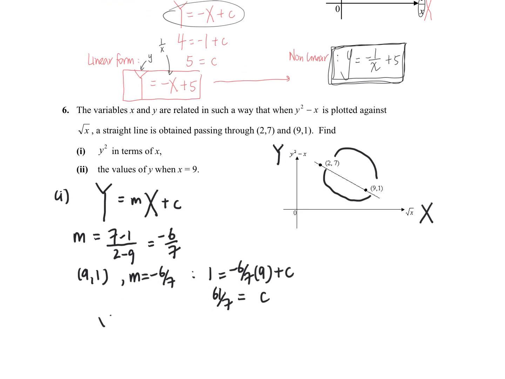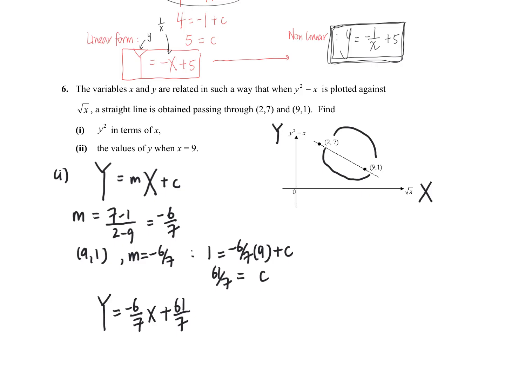So my big equation, my linear one, is this plus this. If it scares you and you don't like fractions, then you multiply throughout by 7. So you get 7Y equals negative 6X plus 61, if this looks better for you. But the question says can you find y square, so don't. Sorry, your teacher is being fickle-minded.